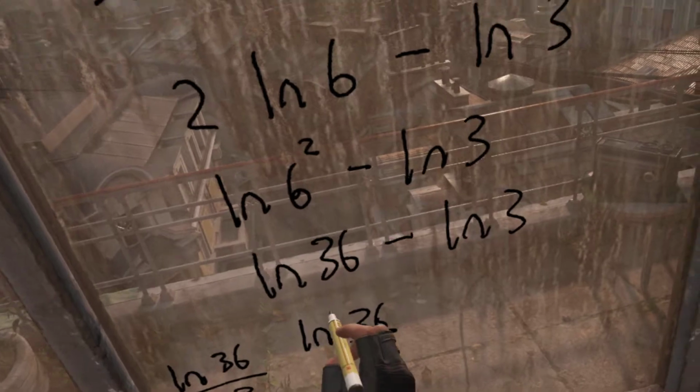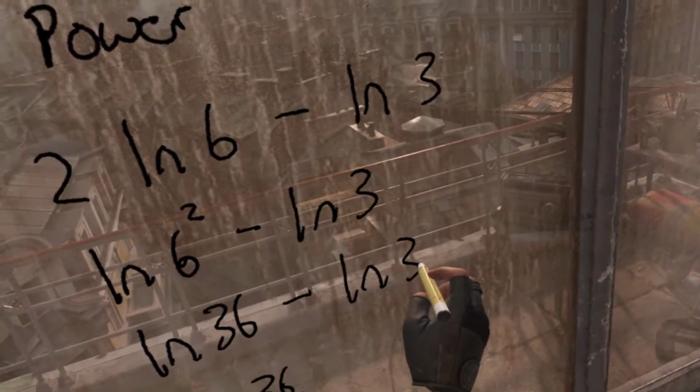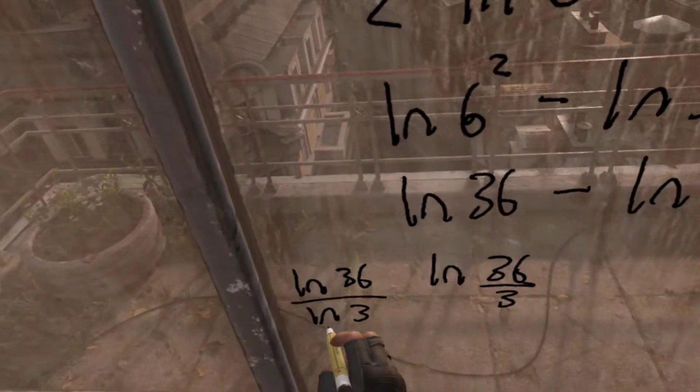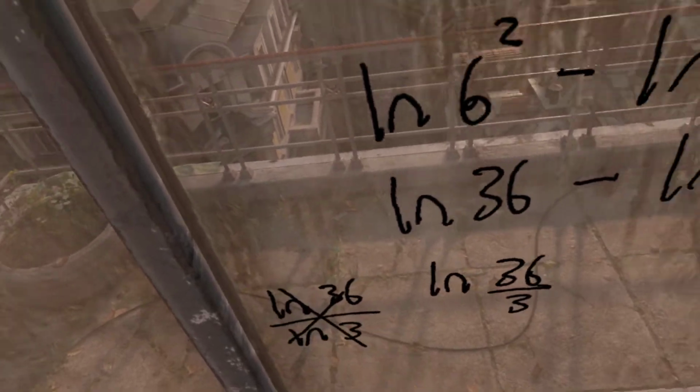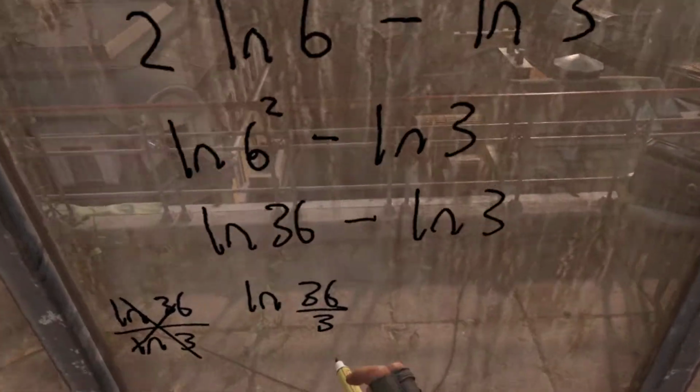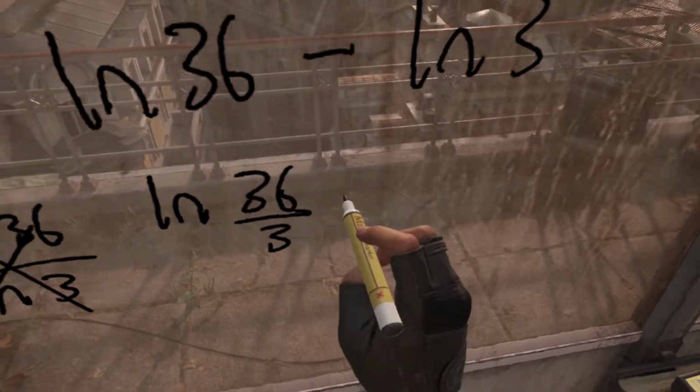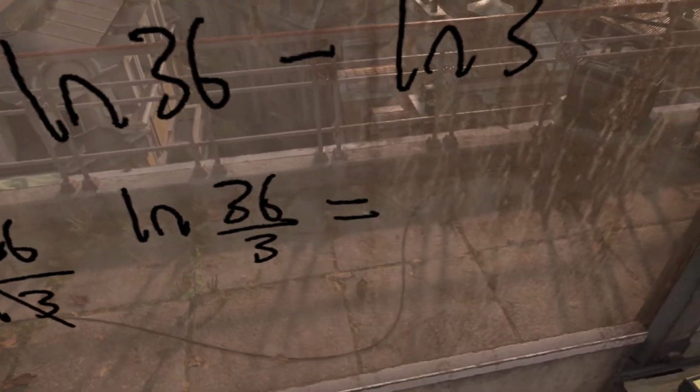I wrote one natural log with the 36 over the 3. That is the quotient property. You can't do this. This is not the quotient property. Now, can we simplify this? What is 36 divided by 3?